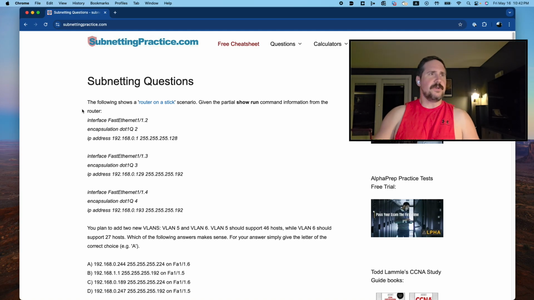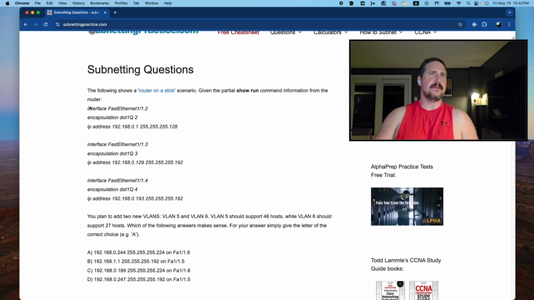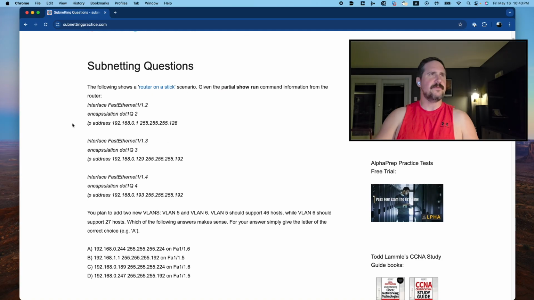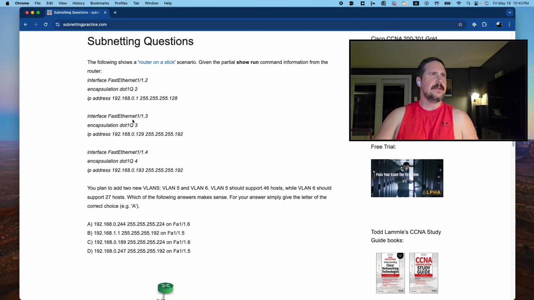So the first one, here we go. The following shows a router on a stick scenario. Given the partial show run command information from the router, let's look through this. From interface FastEthernet 1.2, encapsulation dot1Q 2, its IP address is 192.168.0.1 with a subnet mask of 255.255.255.128. All right, sounds good. The second is the 1.3 interface, and that's some IP address with some subnet mask.